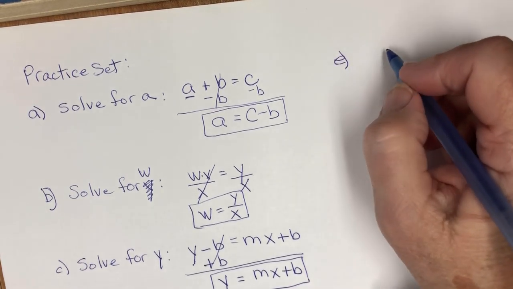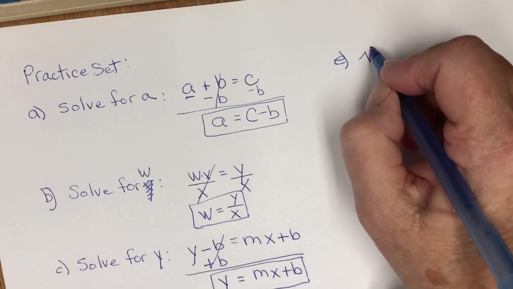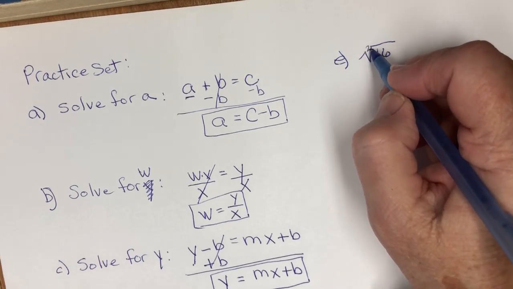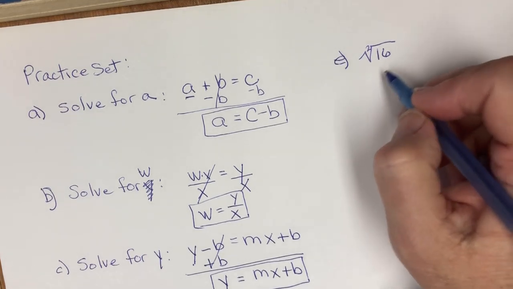All right, letter E. What are the 2 square roots of 16? All right, so square root 16. We don't put a number here, but you could put a 2 if you wanted to. That tells you it's square root.